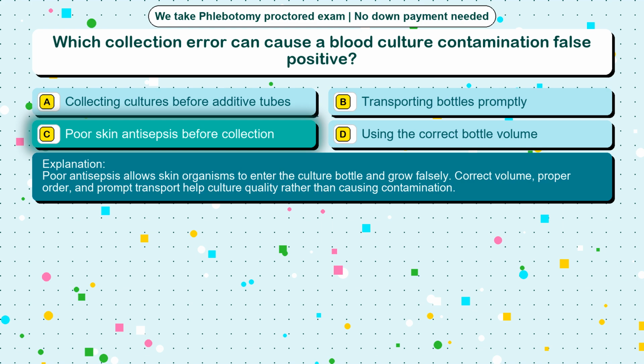Poor antisepsis allows skin organisms to enter the culture bottle and grow falsely. Correct volume, proper order, and prompt transport help culture quality rather than causing contamination.